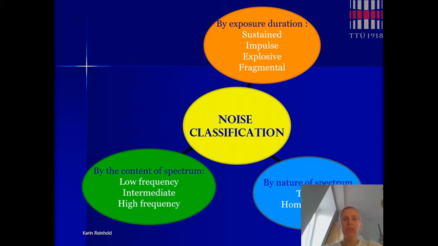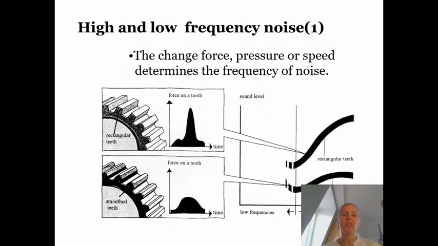We can also classify noise as low frequency, intermediate frequency, and high frequency noise. Low frequency noise does not have a consistent definition, but they say that it's between 20 to 150 Hz. Intermediate noise is usually 800 Hz, and high frequency is everything above 800. And by nature of spectrum, we can classify noise as tonal and homogeneous. Tonal means that noise is with distinct tones. For example, noise from compressors, noise from fans, and generally it is far more annoying than other types of noise. But let's talk about low frequency noise and high frequency noise.